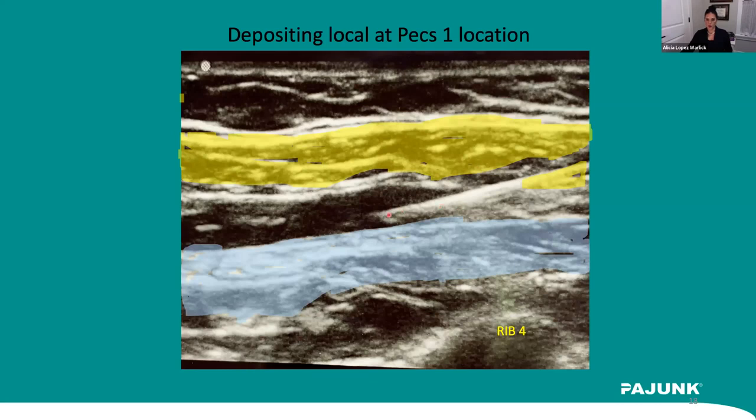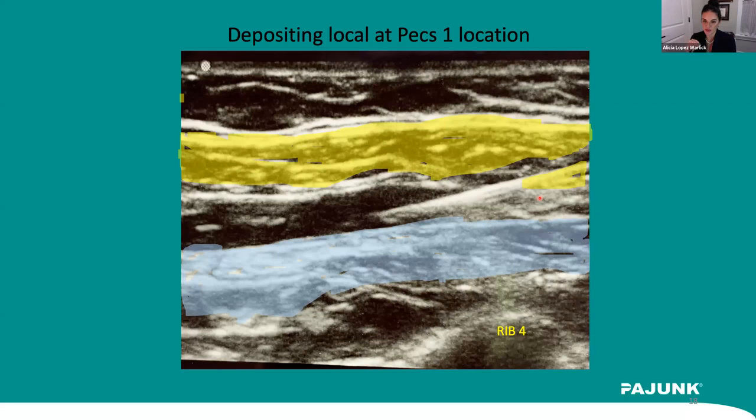And this is the final depositing of local at the final location. So this is PEC 1 location. I'm splitting that plane there. Here's the needle, and here's the PEC 2 location with the rib underneath. So I hope those images help you understand how we're getting to those planes, the best way to get to those planes, what kind of patients you're going to do this on, awake or asleep, and your volumes. If you don't remember anything, remember that you want to Doppler that fascial plane to find that artery in there that you don't want to hit, and then really have a depth of the ultrasound where you can see those lungs.